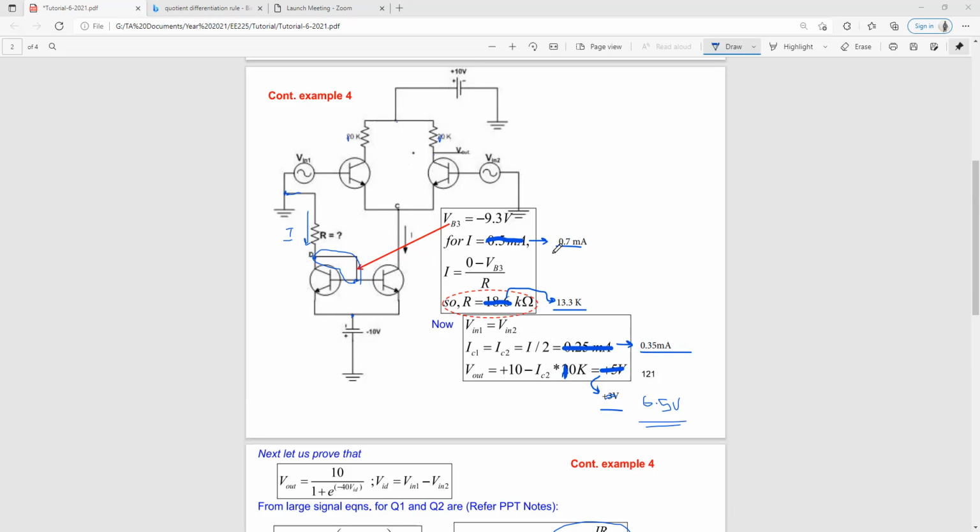Our I value is 0.7 milliamps, so divided by 2 is going to give us 0.35 milliamps. Then we have to find our V out. I forgot about it, but definitely we have to find our V out.